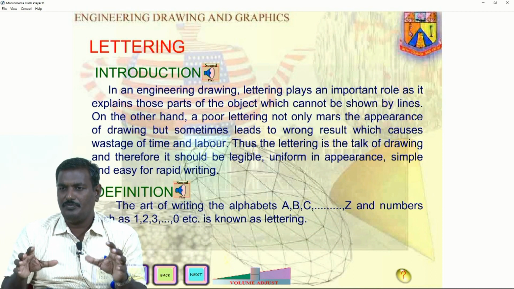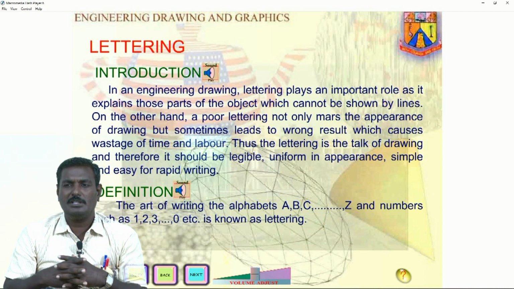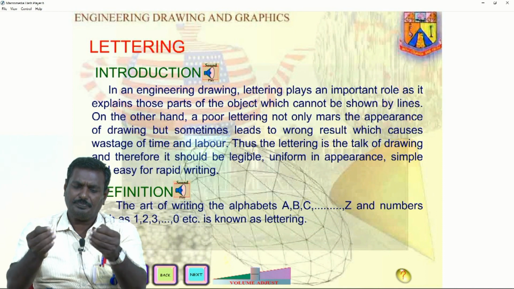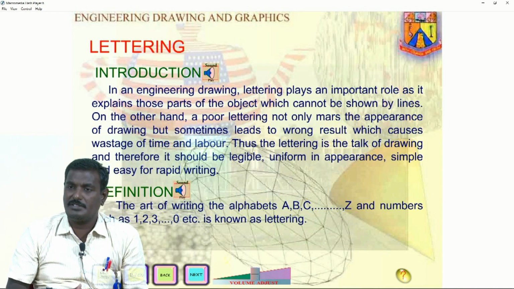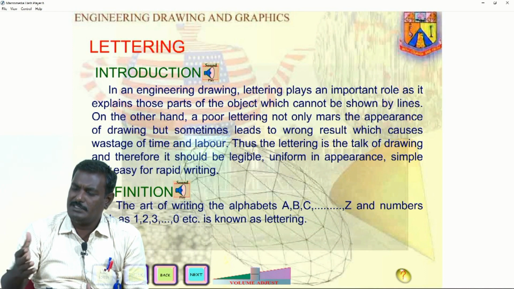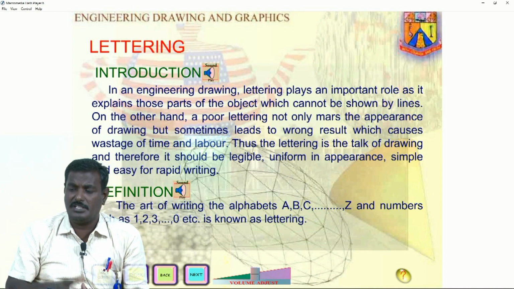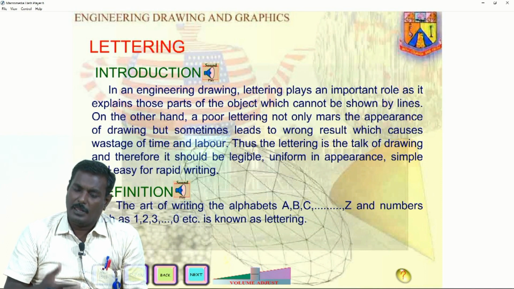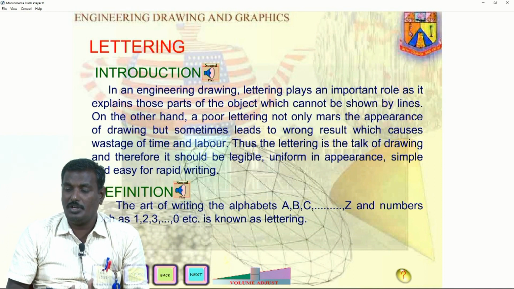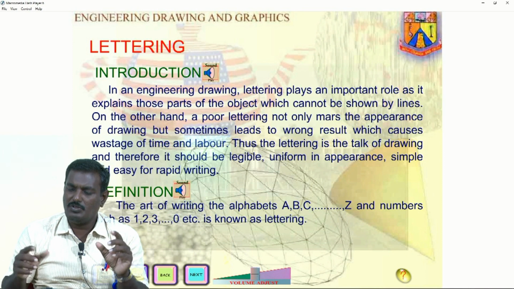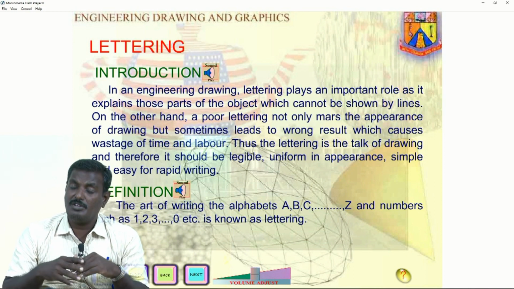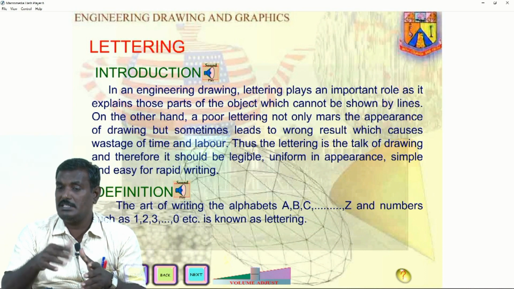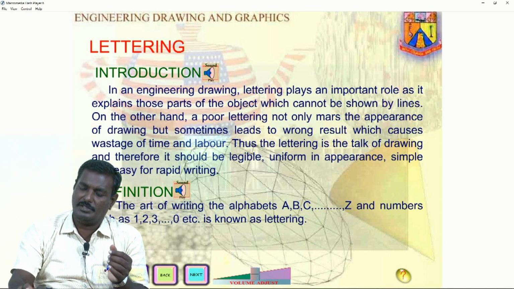But actually this is the introduction, so what about the definition? The art of writing the alphabets, say symbols, that is A, B, C up to Z, and numbers 1, 2, 3 and 0, etc., is known as lettering. We group these under symbols. The art of writing symbols such as alphabets and numbers is known as lettering.